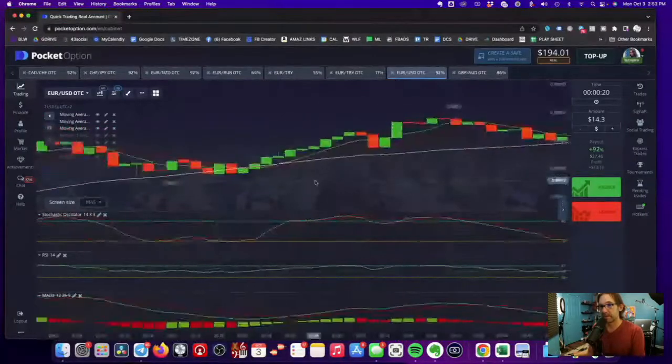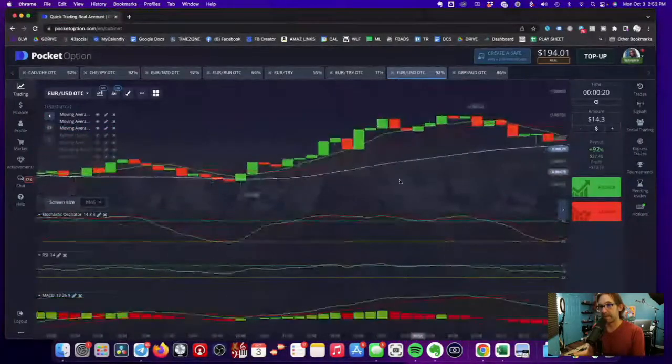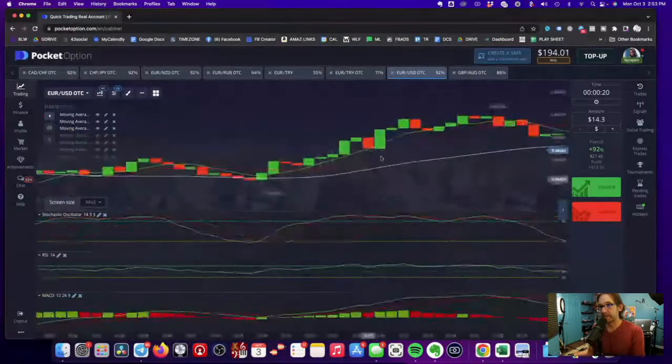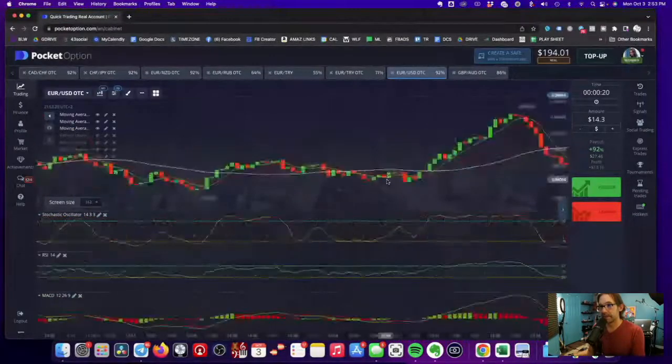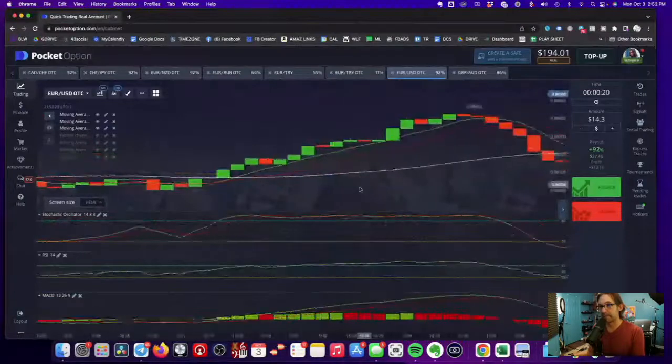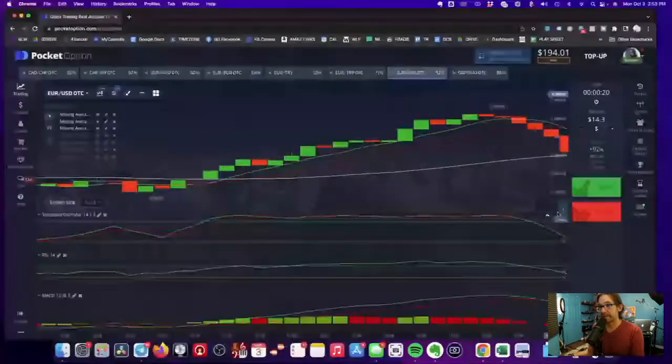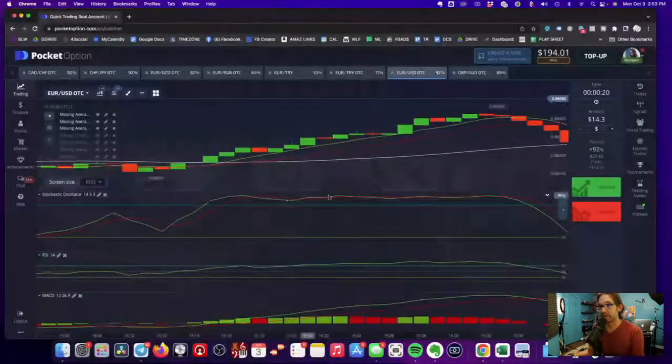Let's find another area where I would think that it would be good. I really like it to be away from the white line, really away from the white line. This looks like that might be the same area I was talking about in my example. Here's another area that you probably would have won quite a few and been pretty safe. You have the stochastic acting kind of funny. It's reds above, greens above, reds above.